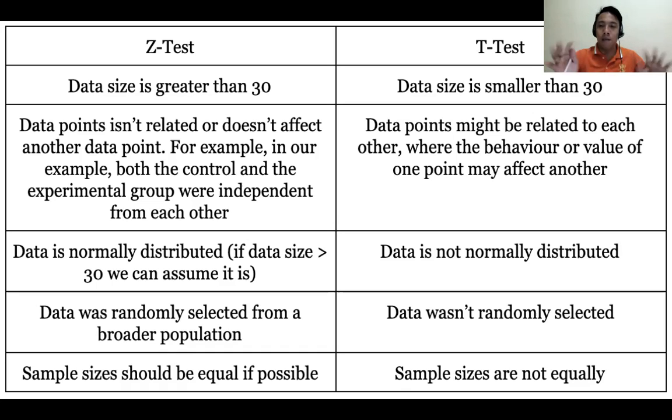So dito, medyo magkaiba na sila. It's because here in the z-test, we have the population. In t-test, we only have the parameters or the sample itself. Okay? Data is normally distributed. If data size is greater than 30, we can assume it is. In the t-test, data is not necessarily normally distributed. It's because it approaches the normal distribution if we have a greater number of data. Okay? Data was randomly selected from a broader population. In the other, data was not randomly selected. So ano ibig sabihin? Kanina doon sa condition natin, it is also randomly selected. Ano ibig sabihin nun?